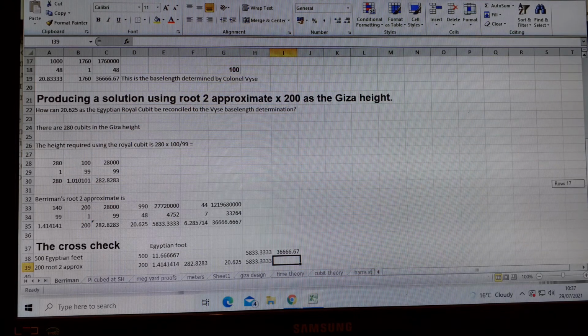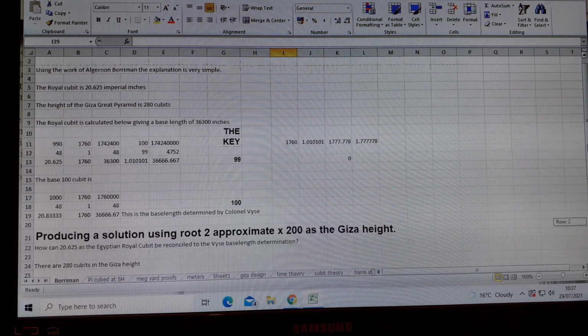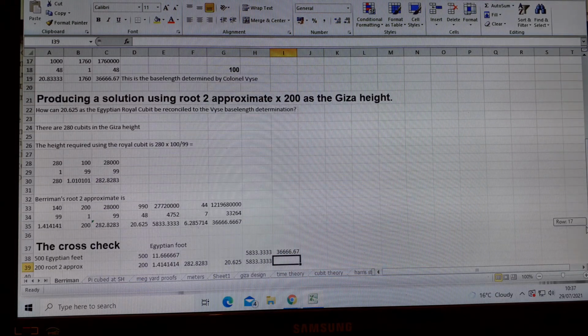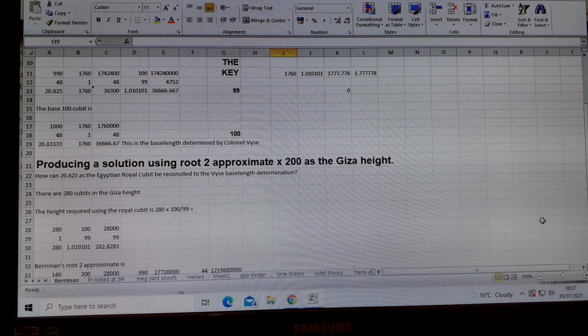There's nothing missing out of these calculations. There's no arguments when we use Berriman's workings. The only argument can be that Berriman's got it wrong, and he obviously has not got it wrong. So that's it for now. Thank you. The base of the pyramid is the calculation that Vyse has done, and the height is 200 root 2 being 500 Egyptian feet.